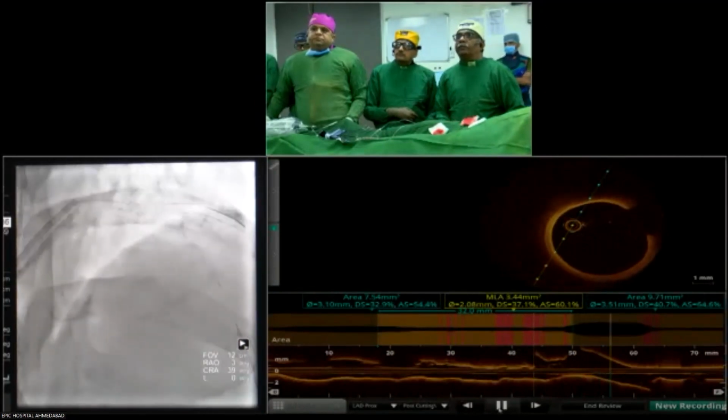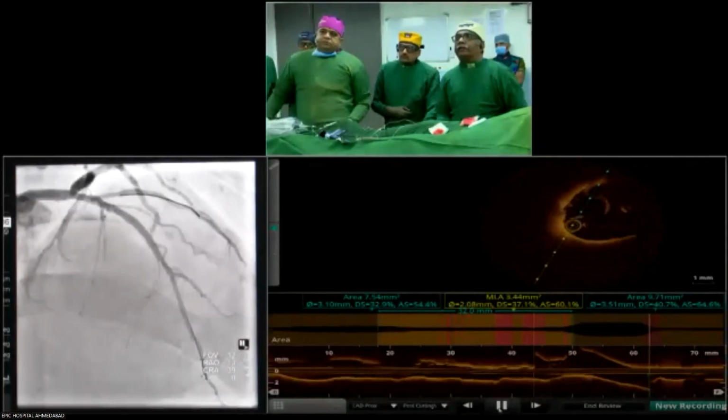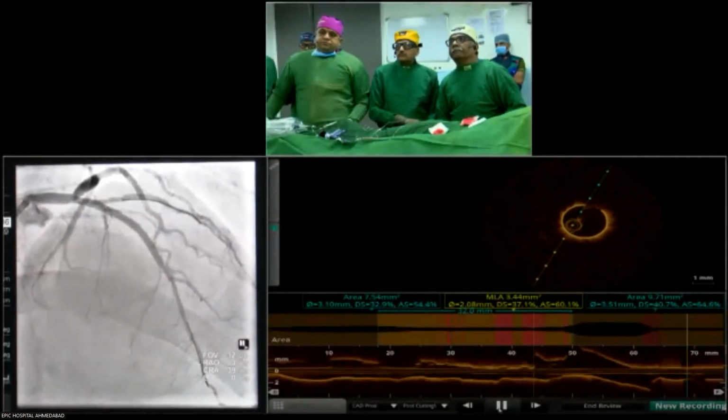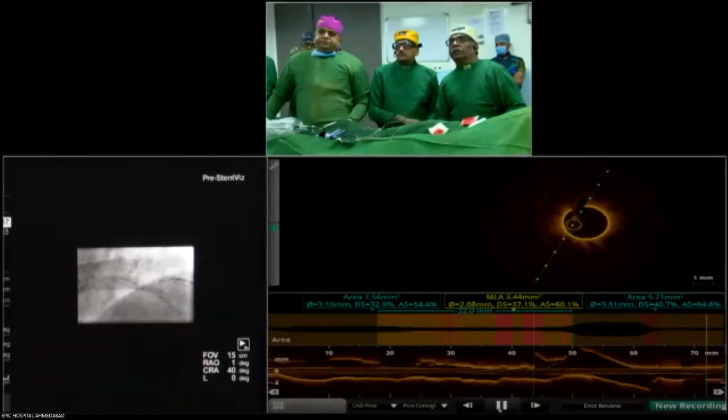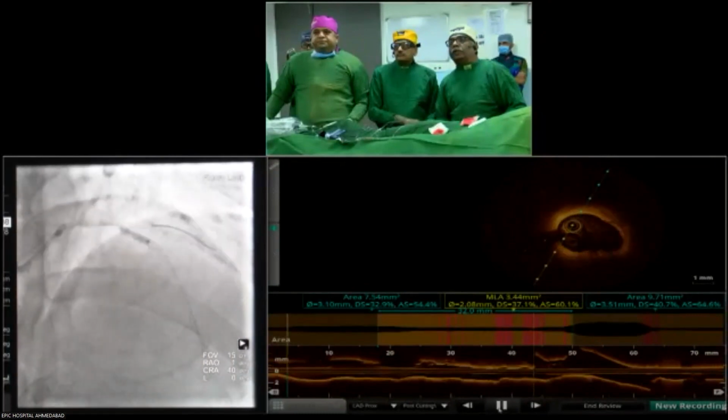If you see the distal part of the stent also, it still seems underexpanded. So we have dilated with a 3.5 by 15 balloon at 20 atmospheres. Next. So this was the stent boost. We have gone to very high pressure with the 3.5 NC balloon. Next.